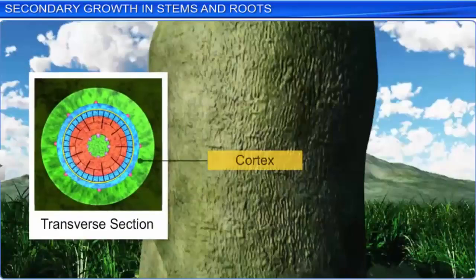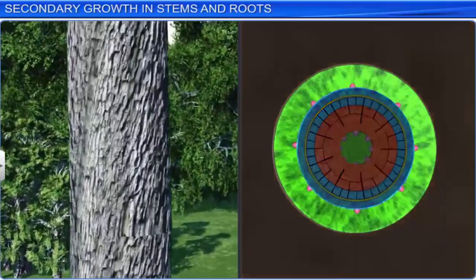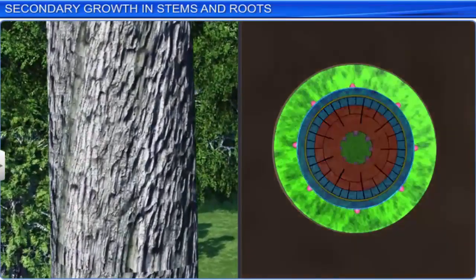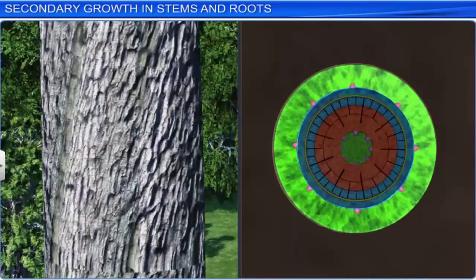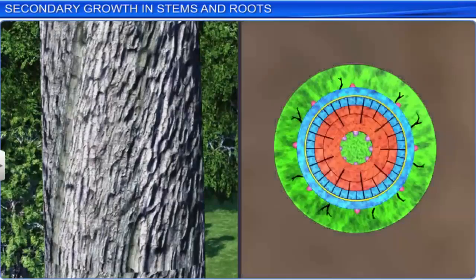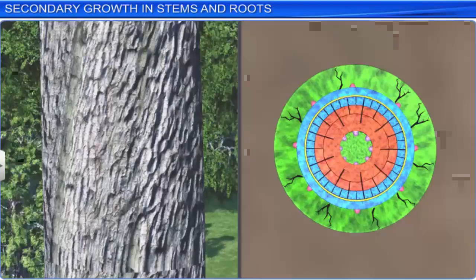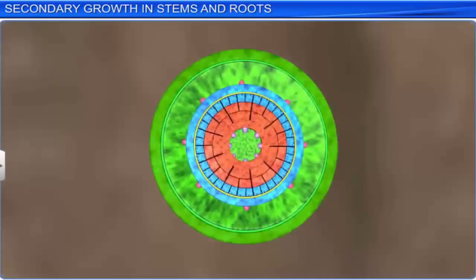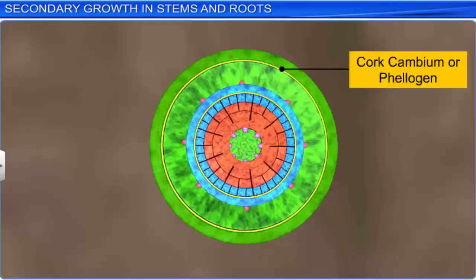The cortex is another region where secondary growth takes place. Due to the vascular cambium's activity, the stem increases in girth. This results in rupturing of the cortical and epidermal layers. These layers need to be replaced with new protective cell layers. In due course, another meristematic tissue called cork cambium or phellogen develops, usually in the cortex region.